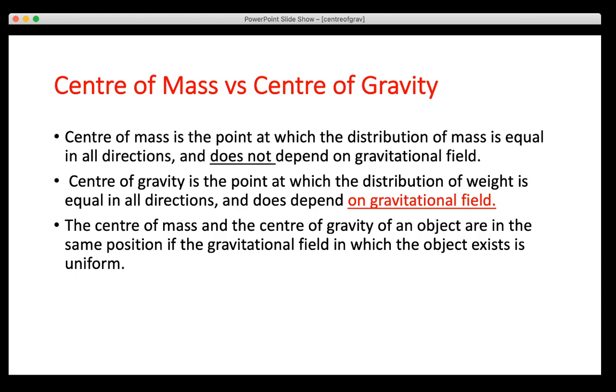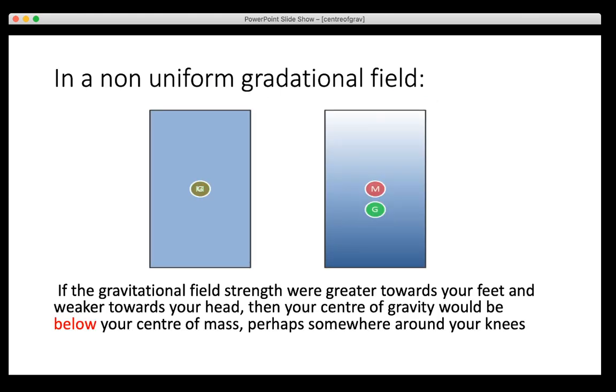Now on our Earth the gravitational field is uniform, that's why the location is almost the same. But if it is not uniform, then what will happen? You will see in the next slide.